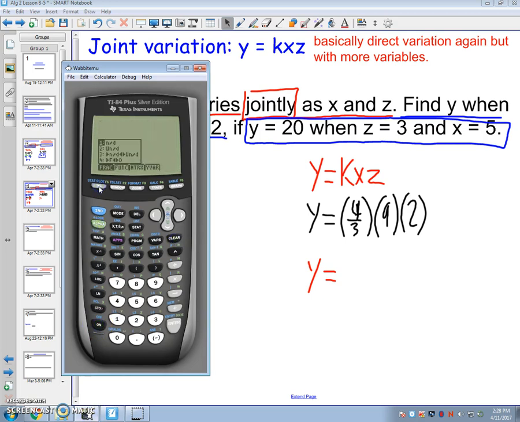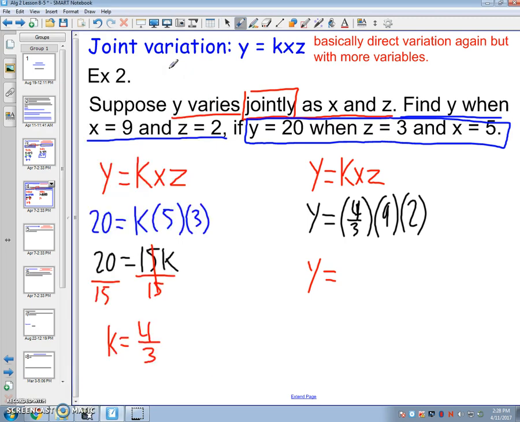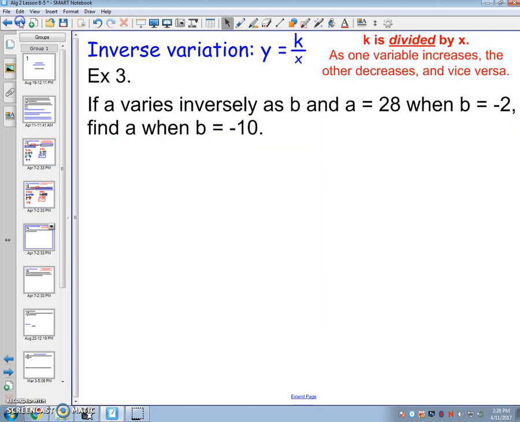The fraction 4/3 times 9 times 2 gives me 24. And I could write that down. That is my answer. So again, we're basically solving two little problems, one for k and then using k to find whatever's missing. The third type is inverse variation, where y equals k divided by x.